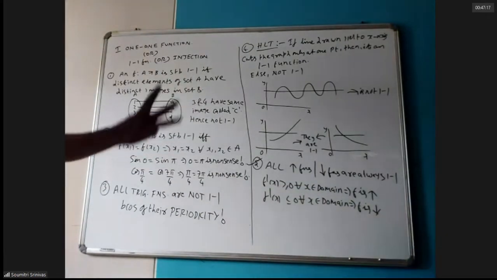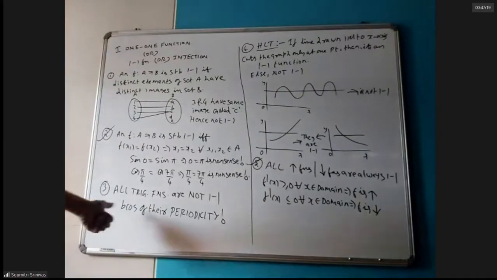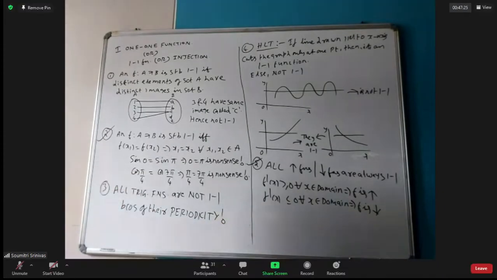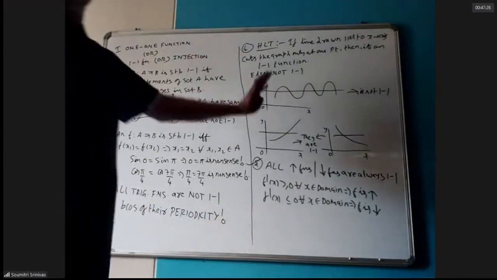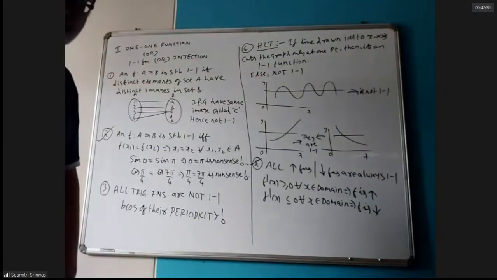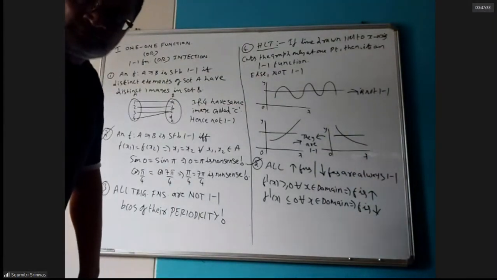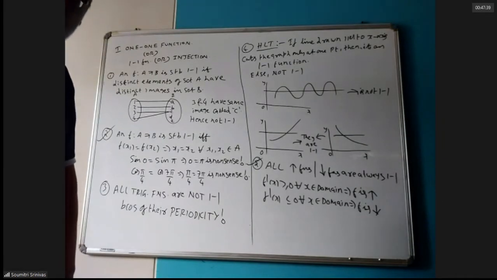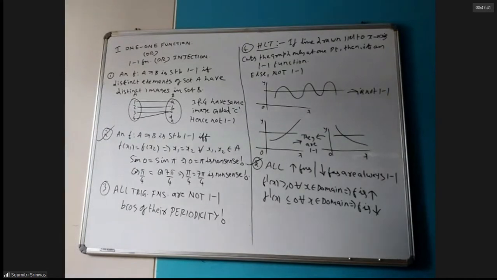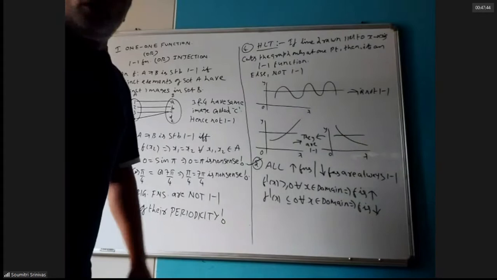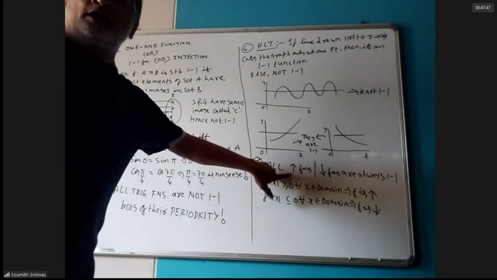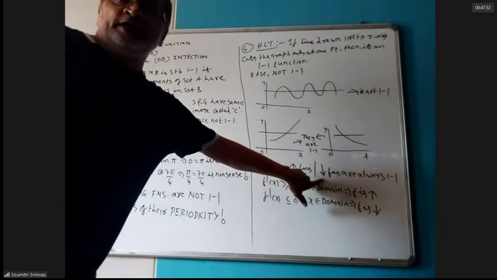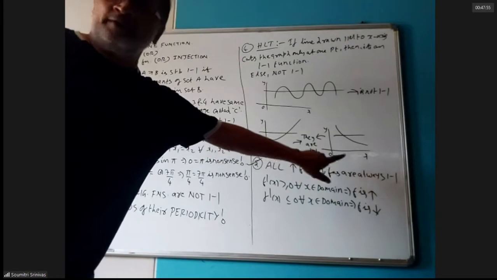Yes. Third point. Bolo third point. All trigonometric functions are not 1-1 because of their periodicity. Fourth point. Tell me about horizontal line test. If a line drawn parallel to the x-axis cuts the graph only at one point, then it's a one-one function. Else not one-one. Fifth point. All increasing functions, arrow pointing upwards, are always positive. Arrow pointing downwards, decreasing functions, are always 1-1.